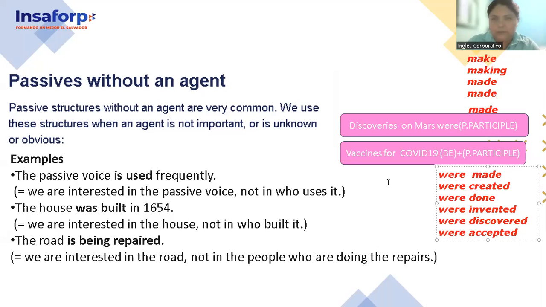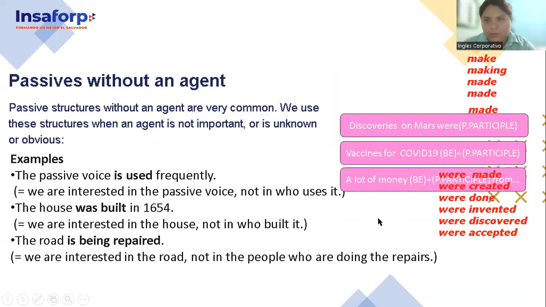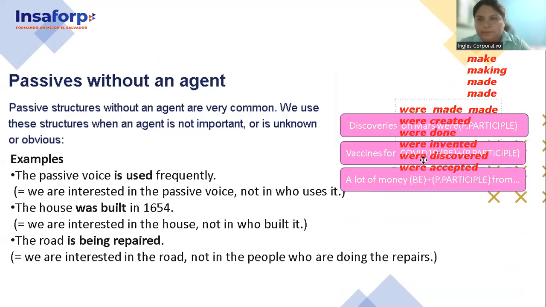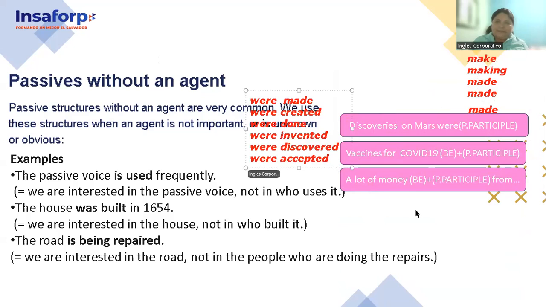Let's see. I think we have some more examples. So don't worry. A lot of money. So how about that one? A lot of money. Use a simple present form or a past form. It doesn't matter. A lot of money, verb to be. Is... is, how do you say robar in English? Okay, I'll say steal. I was thinking about steal. What is the participle form for steal?